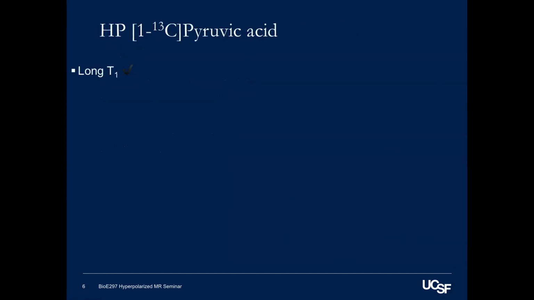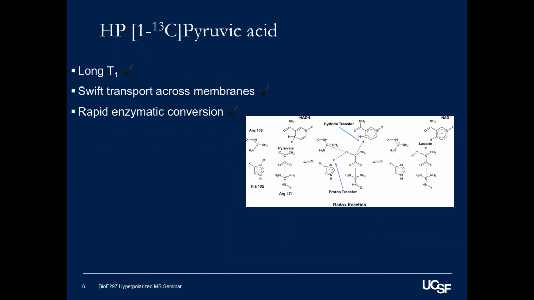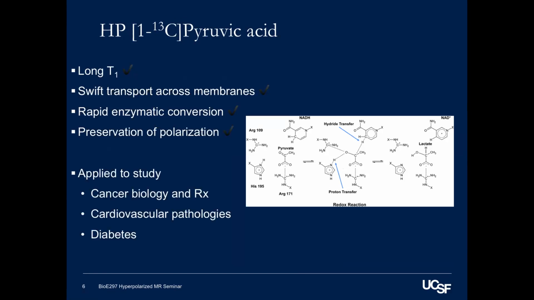So the classic example of why hyperpolarized pyruvate is such a big success is it meets all these criteria. Long T1s, very quick transport across the membrane, very rapid enzymatic conversion. It's not a tight binding. It's a very loosely bound hydrogen bonding between the substrate and the enzyme, and it preserves the polarization because of these. And this has been applied across the board for every application that you can think of, like oncology, cardiovascular diseases, diabetes, inflammation, you name it, and it's been applied.